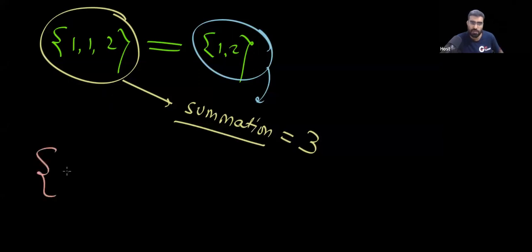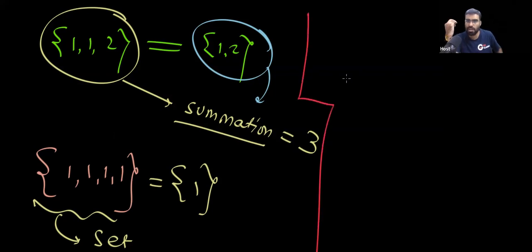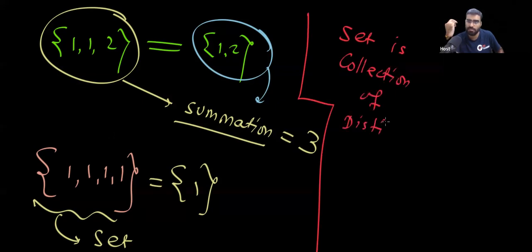Is this clear? Look at this set. This is a set, remember. In a set, are duplicates allowed or not? Duplicates are not allowed. This is the same as this. Please tell me. In a set, duplicates are not allowed. A set is a collection of distinct, unordered elements.